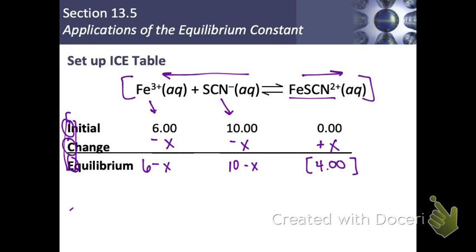Okay, but didn't we say that this was going to be essentially 0 plus x? So what does x have to equal? It has to equal 4. And so now I can come over here and say my equilibrium concentration of iron is 6 minus 4, which is the same as 2 molar. I can say 10 minus 4, which is 6 molar, and this concentration is 4 molar.